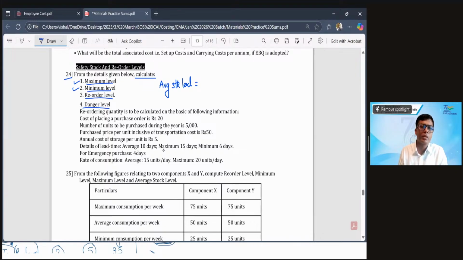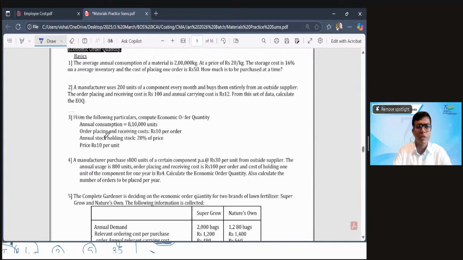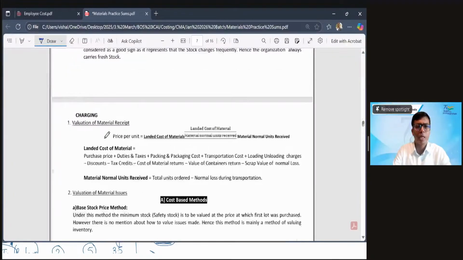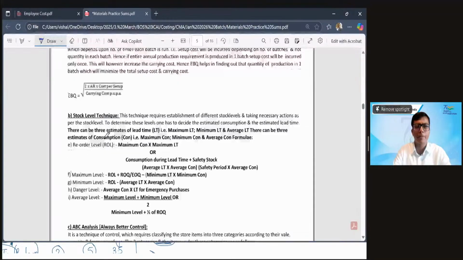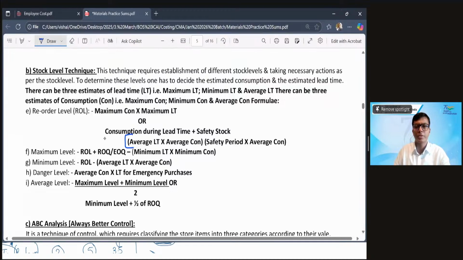Now, here your formula for reorder level will be slightly different. So let me just show you the formula here. Whenever the sum asks for all stock levels, interestingly, the formula is slightly different. See the formula given. This was the first formula which we discussed, but it should be used only when the question asks you reorder level, no other levels. But when the question is asking you all the stock levels, then the formula for this reorder level is interestingly very different.